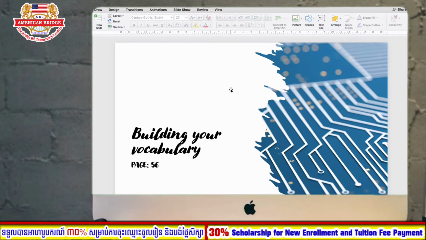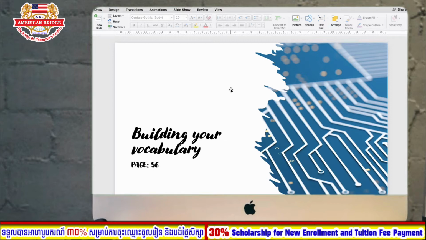But as I already mentioned in the previous video, grammar is important to write your sentence or to make your speech correctly. However, vocabulary is also important to improve your language skill. The more you know about the vocabulary, the ability to produce the language will dramatically increase.